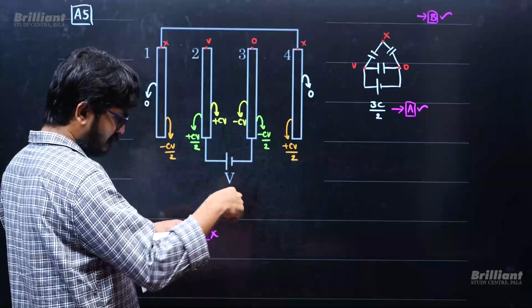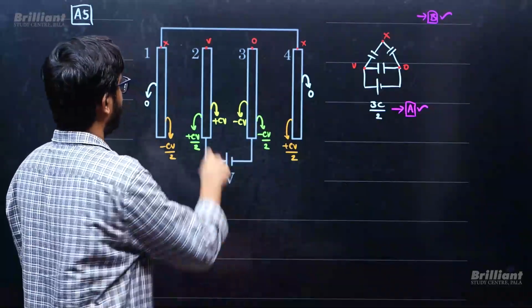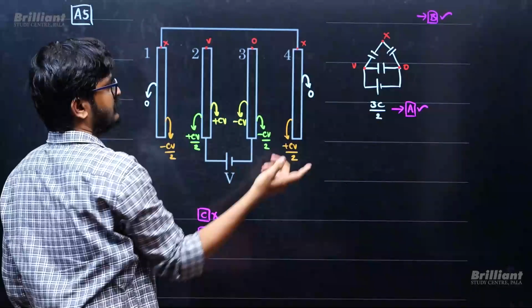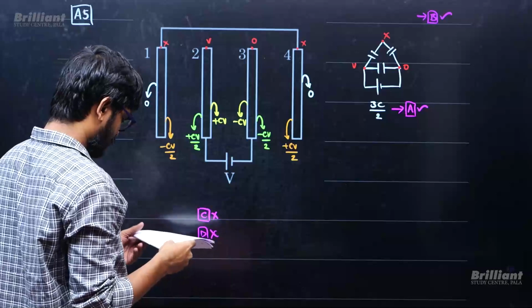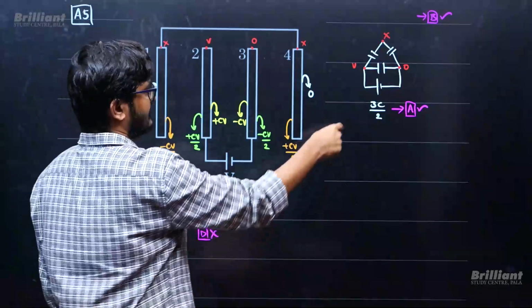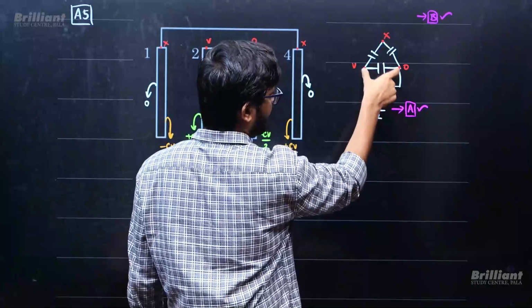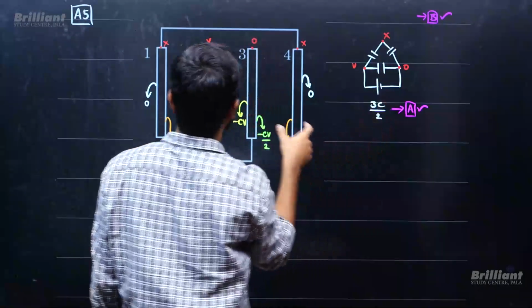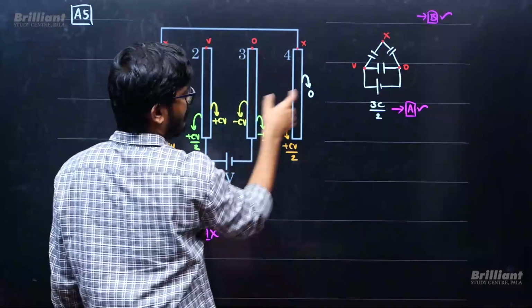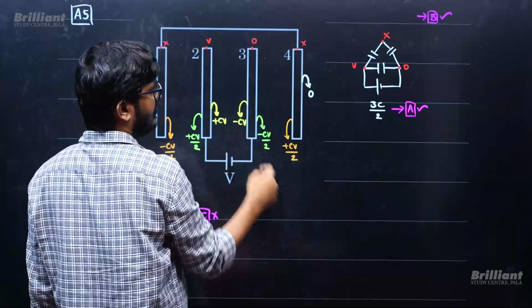Now, sum of charges on plate 1 and plate 4. These are isolated plates. So, sum of the charges on it should be 0. So, option B is also correct. Now, what is the charge on this capacitor? This potential difference is V. So, charge on this capacitor is CV. So, this will be plus CV, this will be minus CV.